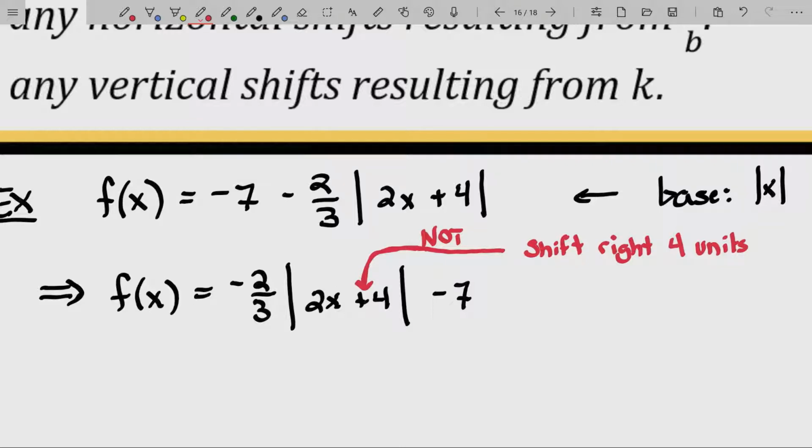Now, then if somebody looks at that and they say, well, of course it's not a shift to the right by 4 units, because that plus means you're going to move to the left. It's always the opposite of what you think. So it's shift to the left by 4 units. Again, that's not true either. So why isn't that true? It's because of what I just mentioned a moment ago. There's an illusion. There's something hidden here, and you're not actually seeing the true horizontal shift.